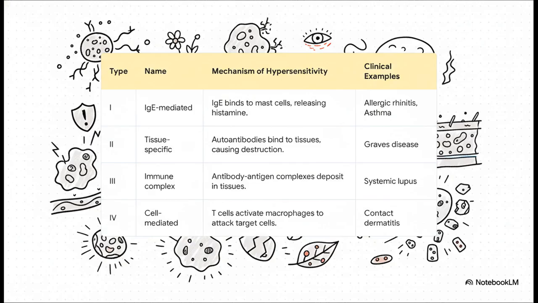Okay, this table right here, this is your ultimate cheat sheet. It lays out all four types, what's driving them, and a classic example for each. So notice the main culprits. Type I is all about an antibody called IgE. Type 2 involves antibodies that target our own tissues. Type 3 is about these floating clumps called immune complexes. And Type 4, that one's run by T cells. Keep this framework in your head as we break each one down.